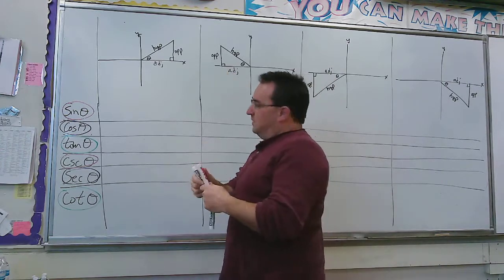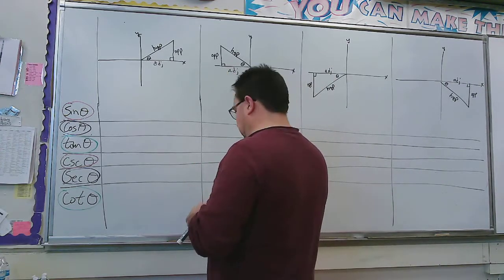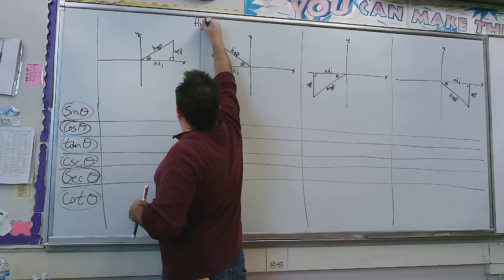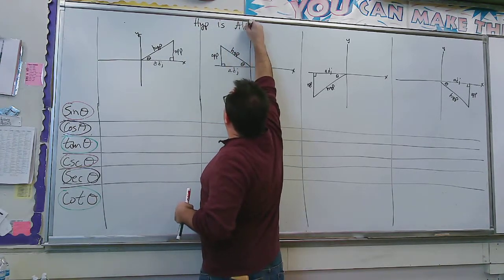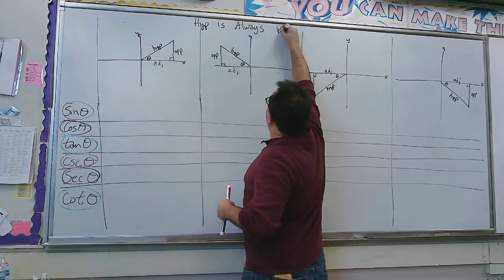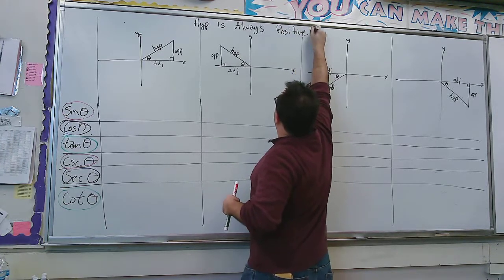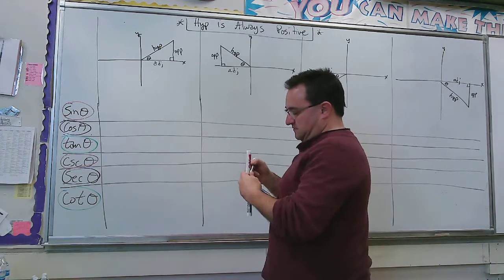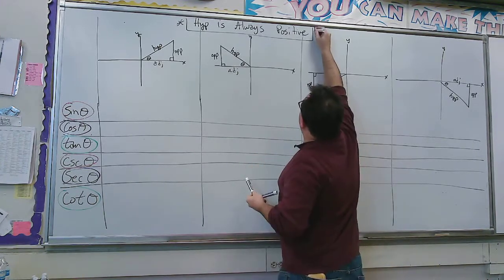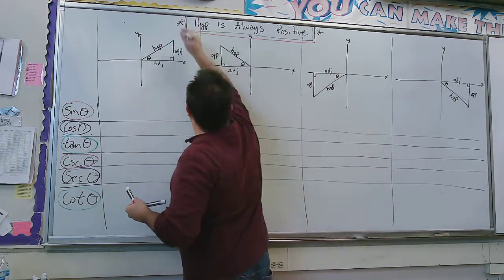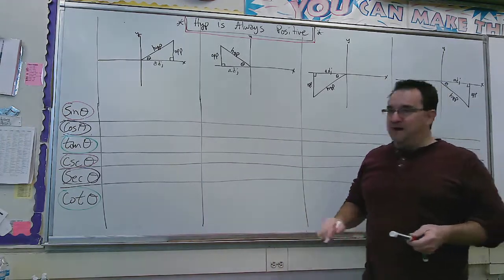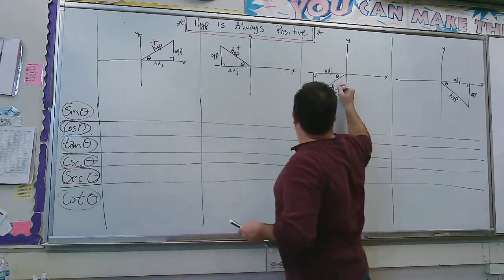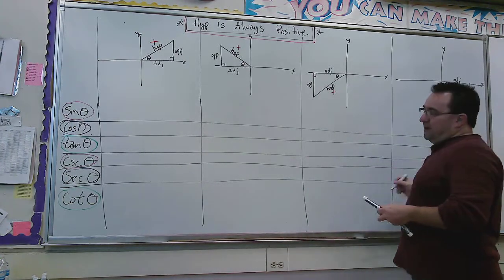So one thing you have to know: the hypotenuse is always positive. That is a very important statement. The hypotenuse is always positive. So I'm going to write a plus by all of the hypotenuses.